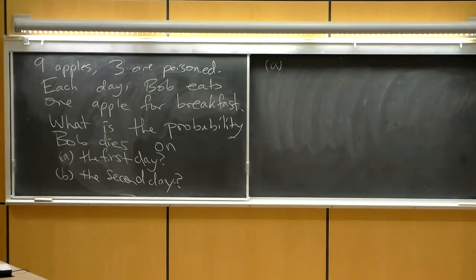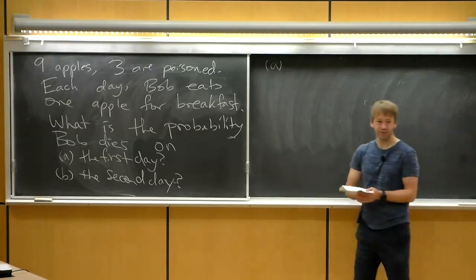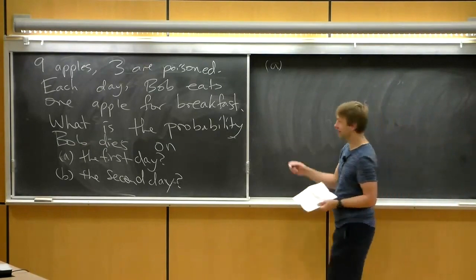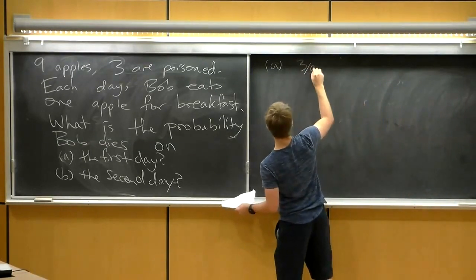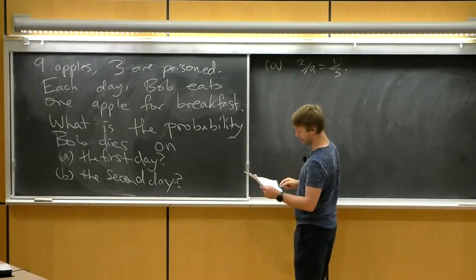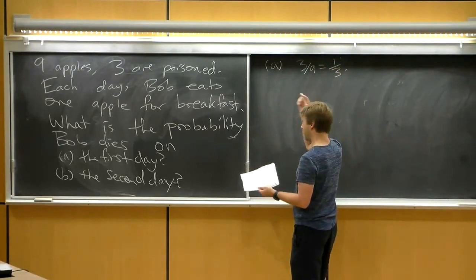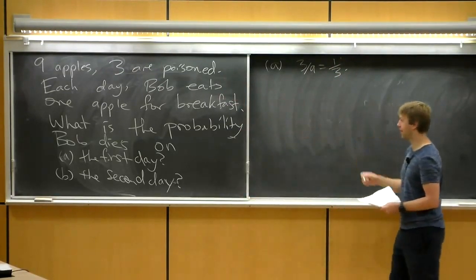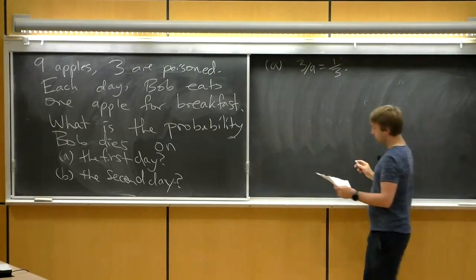So, okay, so what's the probability he dies on the first day? This one's pretty easy. Yeah, 3 over 9 or 1 over 3, right? So we don't really know anything about, well, I mean, there's nothing interesting going on in the first day. It's just 3 over 9.